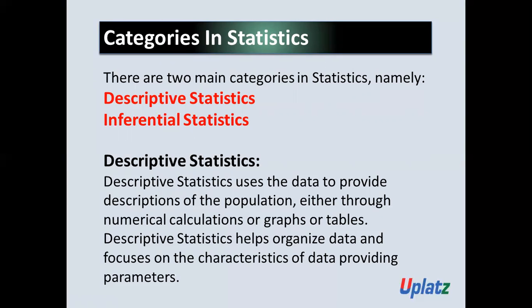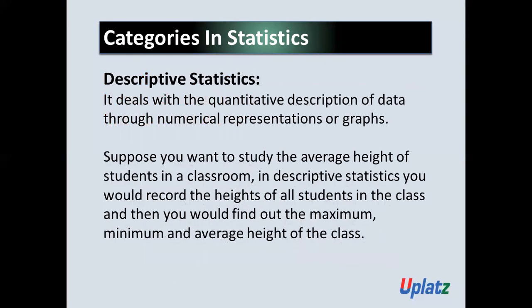Okay, so descriptive statistics uses the data to provide the description of the population, either through numerical calculation, graphs, or tables. Descriptive statistics helps organize the data and focuses on the characteristics of the data providing parameters. It deals with the quantitative description of the data through numerical representations or graphs.